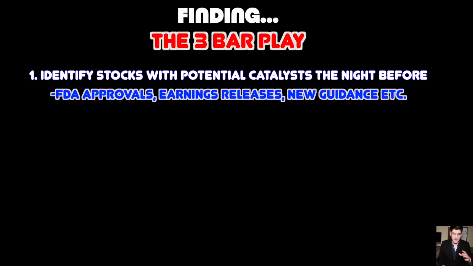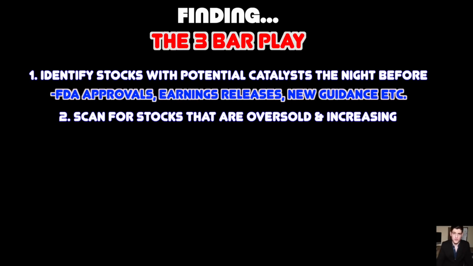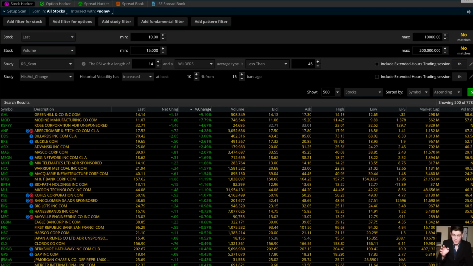But anyways, you can then set alerts and monitor the chart for these setups that warrant the 3-bar play. The second way is to scan for stocks that are oversold and increasing. This is my favorite scanner because it helps you find stocks that are both a good deal and are also increasing in value. We like buying stocks that are increasing because winners are more likely to keep winning, and buying in when the price momentum is in our favor is a huge elevating factor.